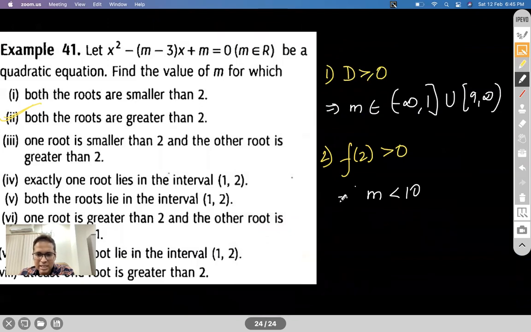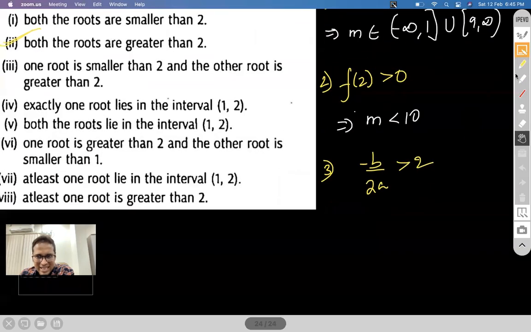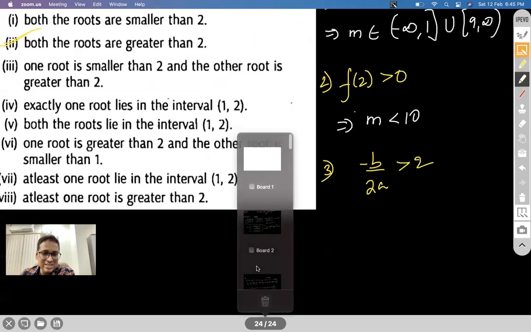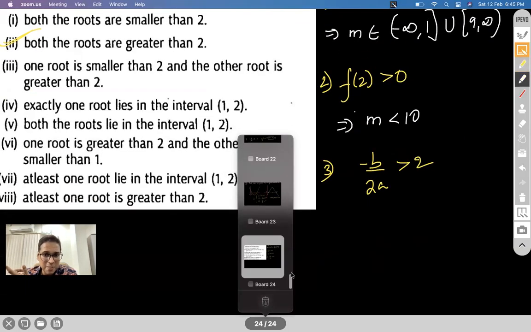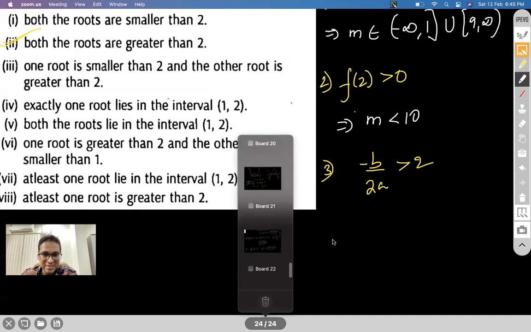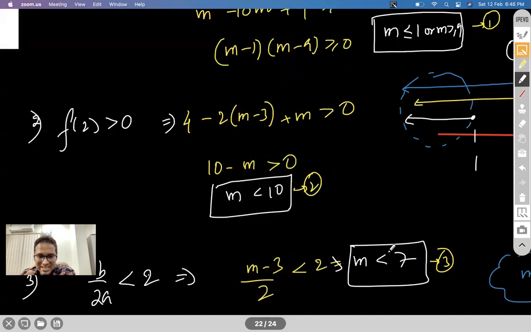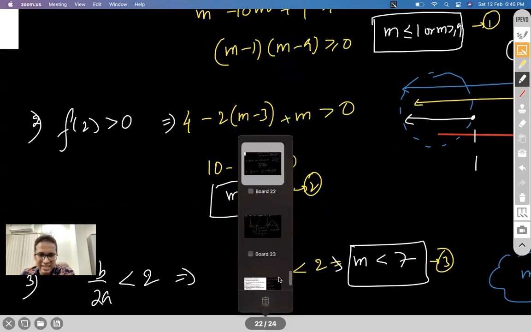And the third condition says minus b by 2a should be greater than 2, correct? I think we had solved less than 2 in the previous slide, so we can use that information as well. So m less than 7 will now become m greater than 7 in this case, correct? m greater than 7.